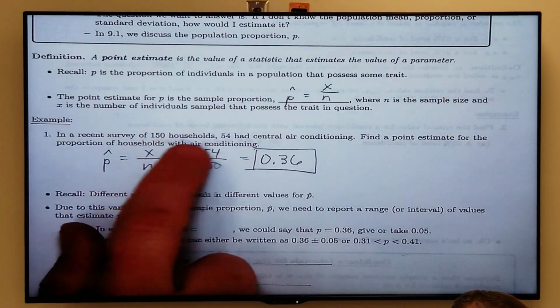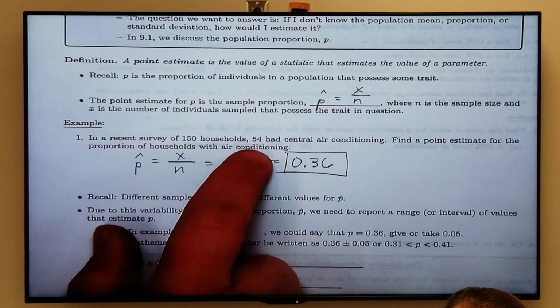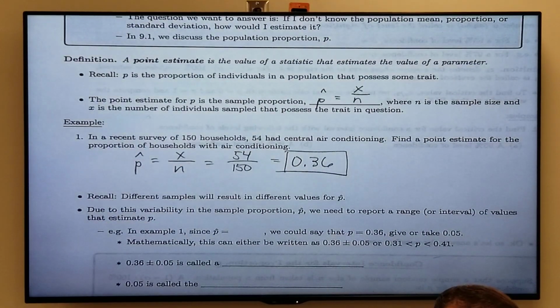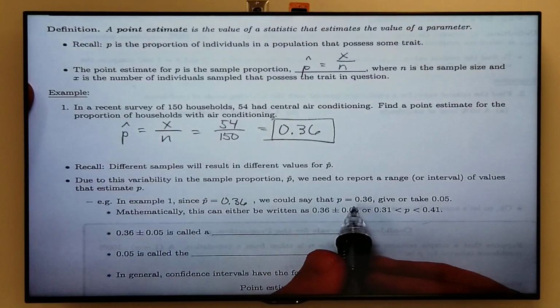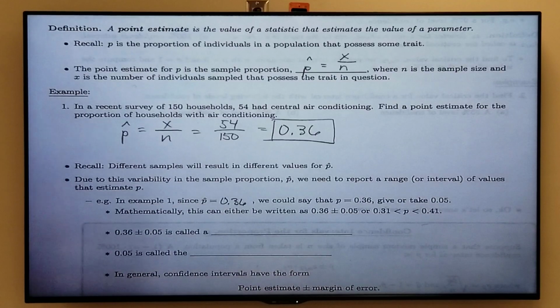However, this is just based on this one particular sample. If we were to take a different sample of 150 different households, we would probably get a sample proportion that's a little bit different than that, due to that variability. So due to this variability in the sample proportion P hat, we need to report a range or an interval of values that estimate P. So in example 1, since P hat was equal to 0.36, we could say that P is equal to 0.36, give or take 0.05.